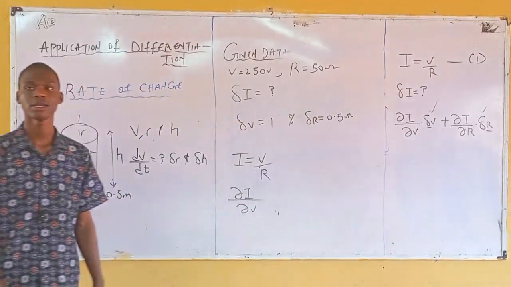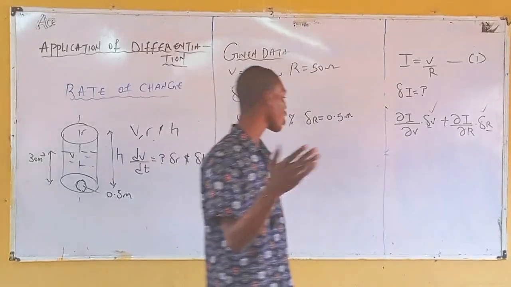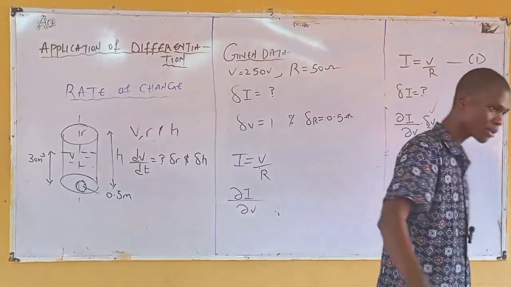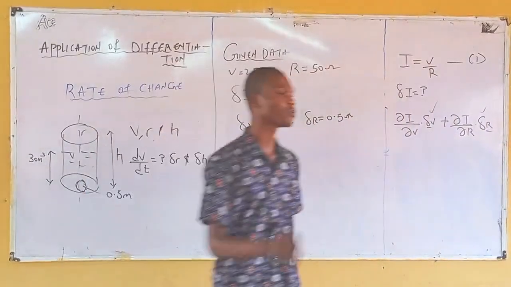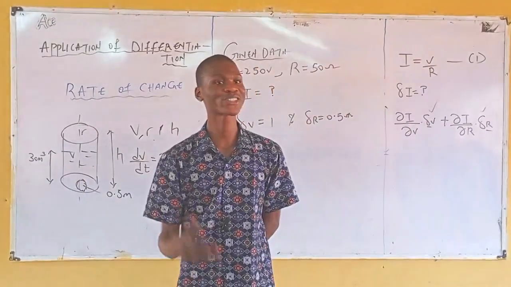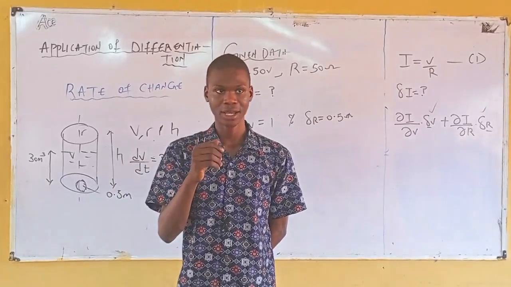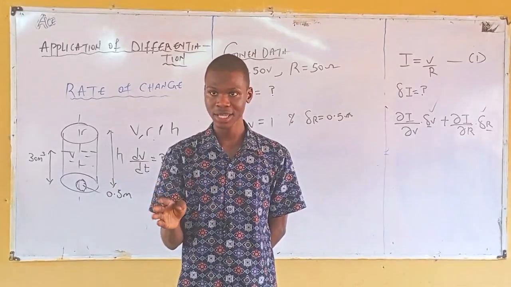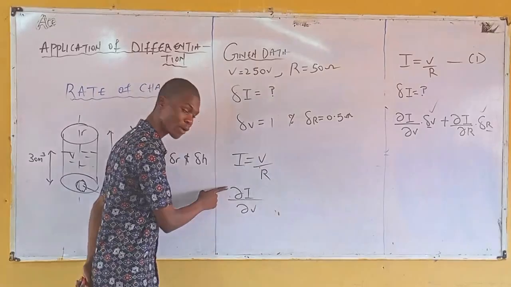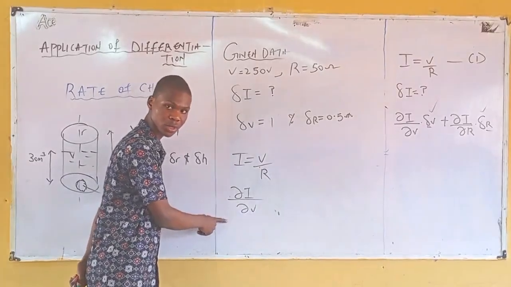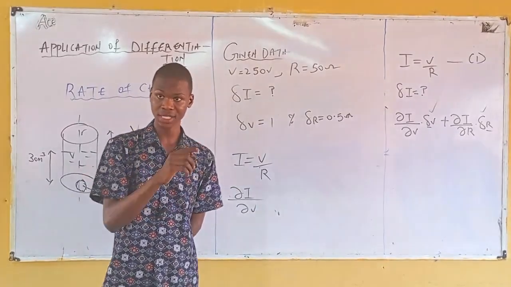1 over R squared. 1 over R. Now I'm having different answers. I'm having 1 over R. I'm having 1 over R squared. I'm having 2R. Which one again? 1 over R. Correct. You are sure about that? Yes. You are telling me that the partial derivative of I with respect to V is what? 1 over R. Okay. I don't know if it is correct or not. You will see that later.